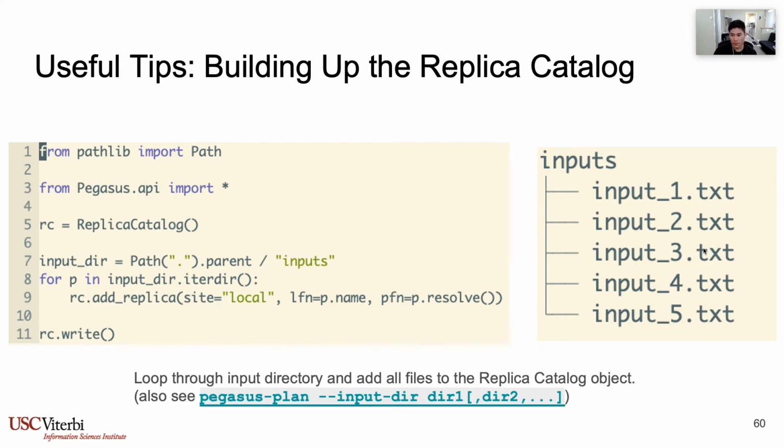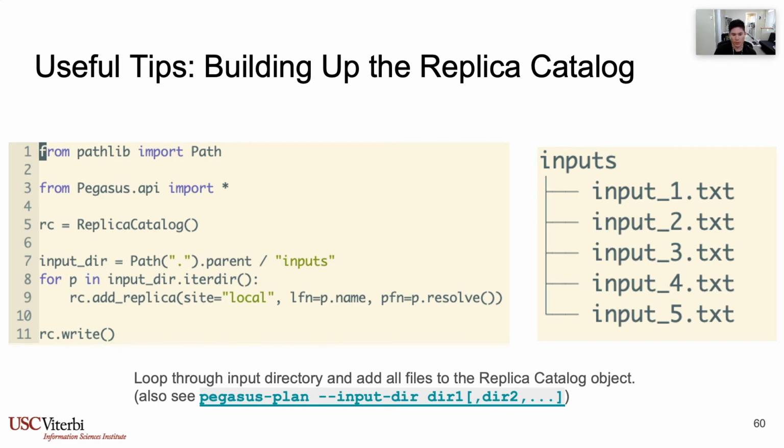If you need certain files, like let's say there's txt files, JPEG files, and CSV files in here, you could filter them out by having some kind of if statement here between lines 8 and 9, looking at p.name.ends-with, or something along those lines. And then after you've added all these files to your Replica Catalog, you would call rc.write, and there you have it, your built up Replica Catalog.